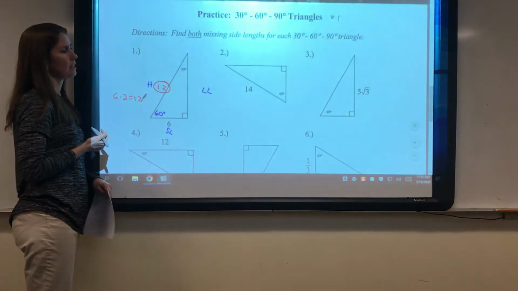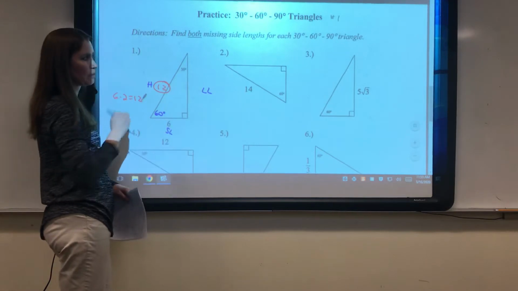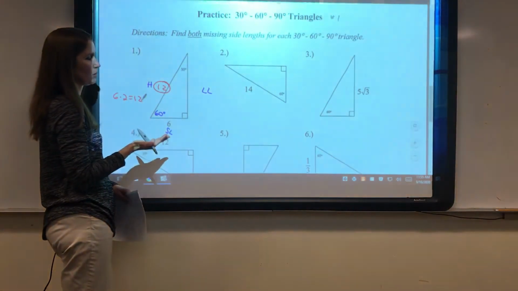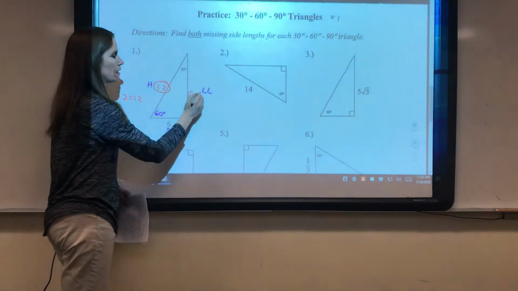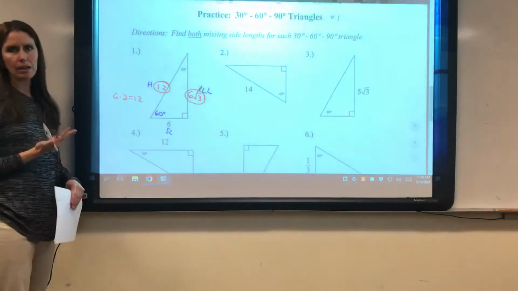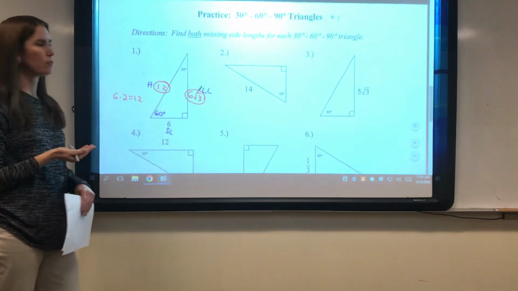Okay, then over here, to go from short leg to long leg, remember I'm trying to get a bigger number, so I'm going to multiply. And what do I multiply by? Square root of 3. So over here, I've got 6 square root of 3. Okay, so I didn't really have a lot of extra work I had to do. That one's a pretty straightforward one.